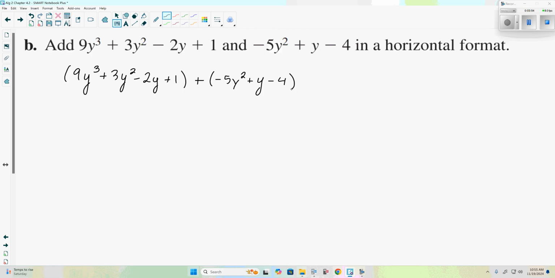In standard form, yes. So the question is, does it have to be in standard form? Yes. We want to try to keep all these in standard form, so from biggest power to smallest.